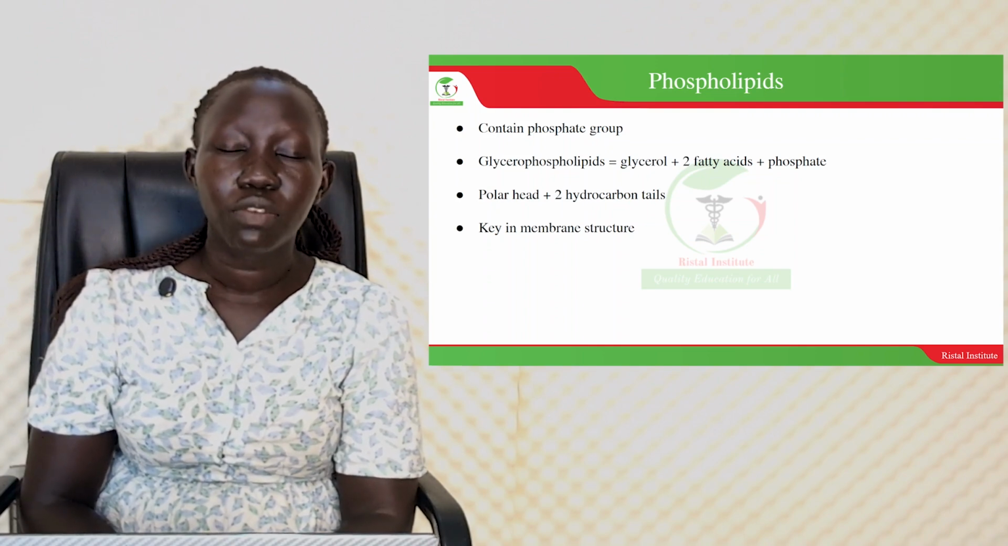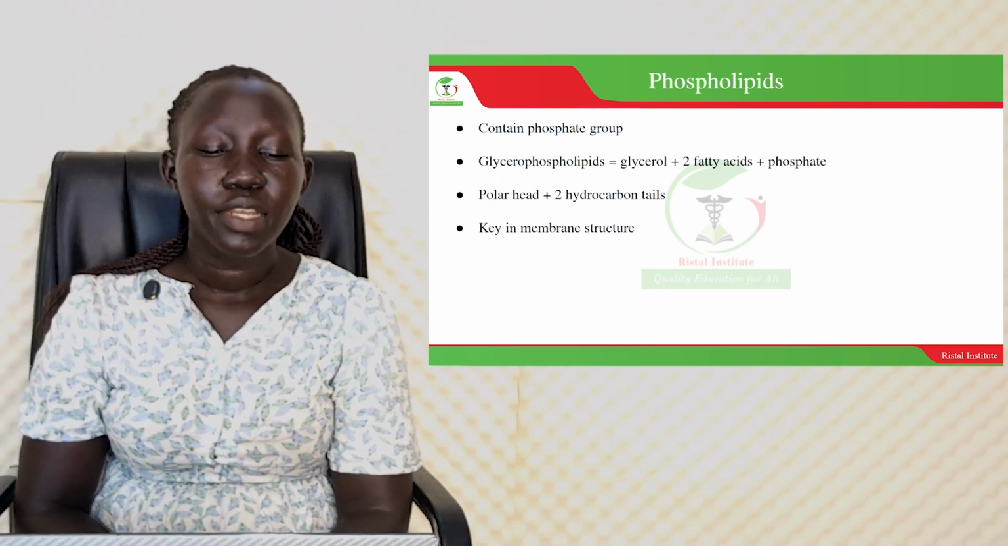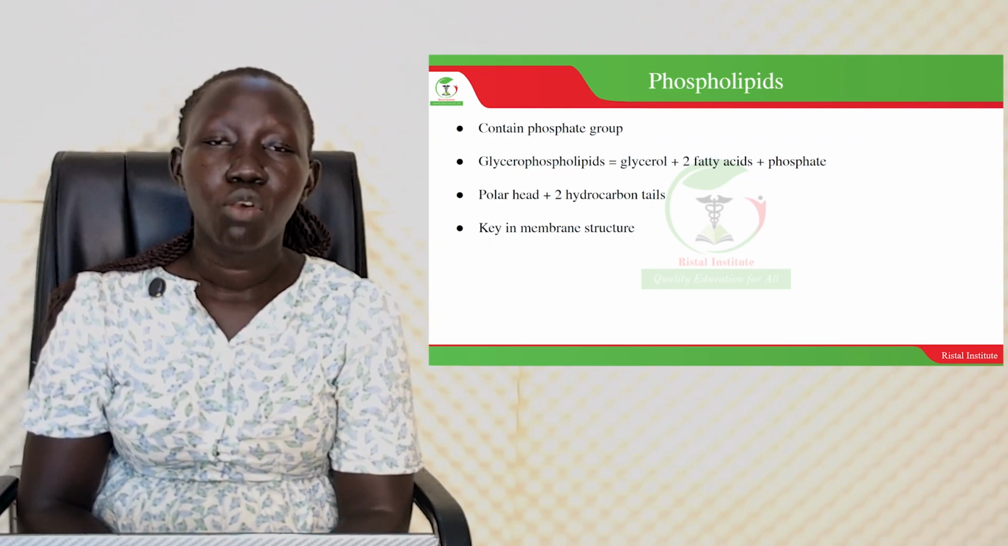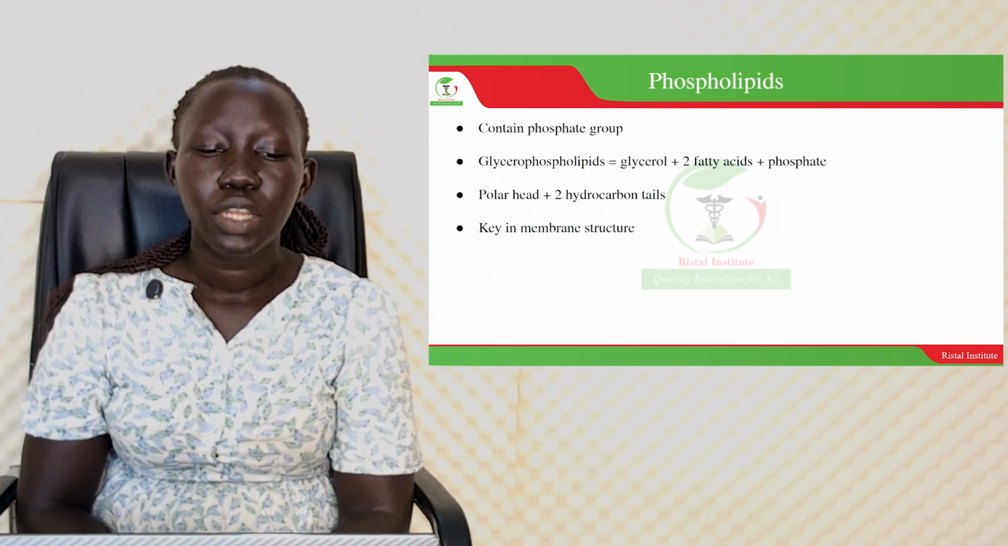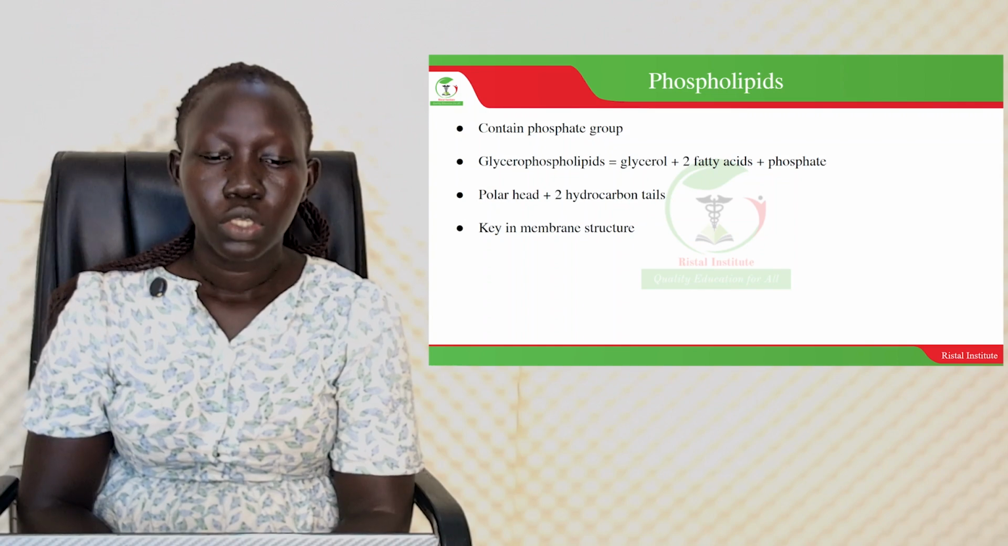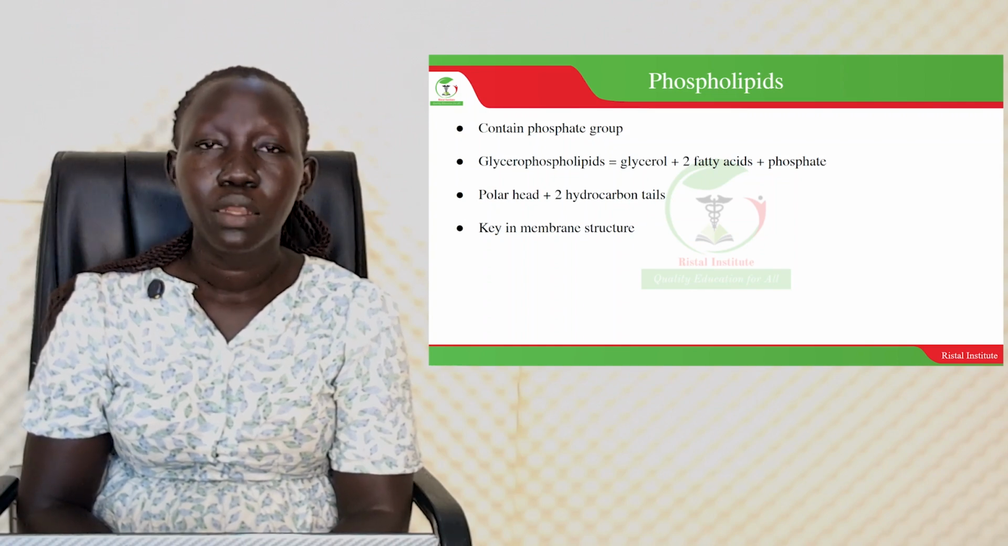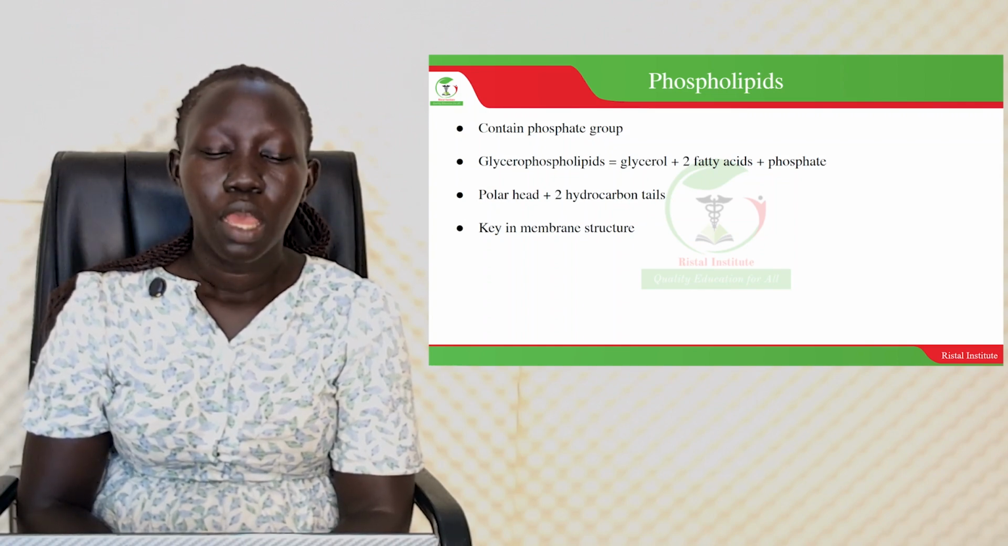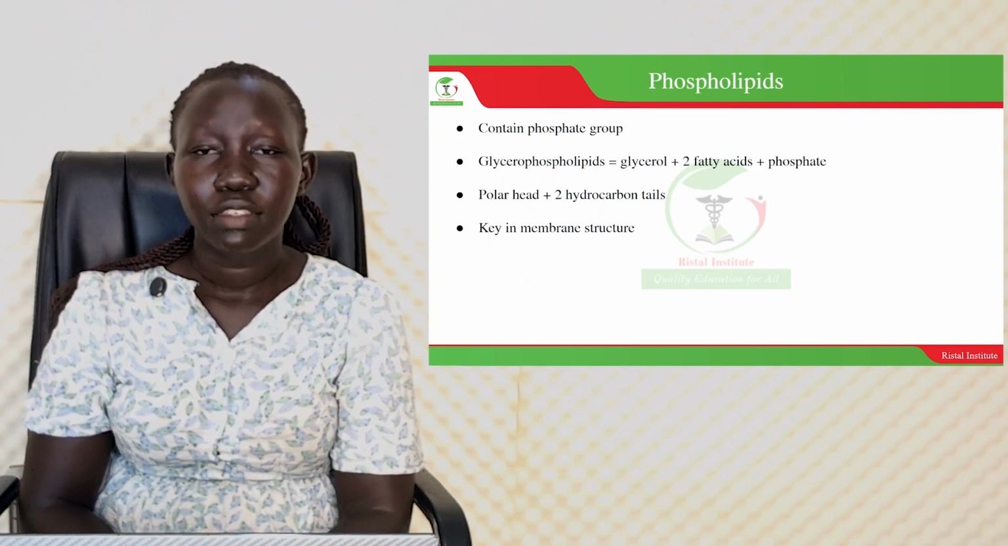Triglycerides. What is the structure of triglycerides? Triglycerides, we have noted that they are composed of 1 glycerol and 3 fatty acids, and it's also formed via esterification. Glycerol is equal to propane-1,2,3-triol, and the fatty acids contain long chain carboxylic acids.